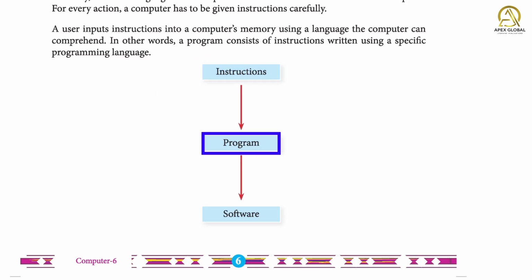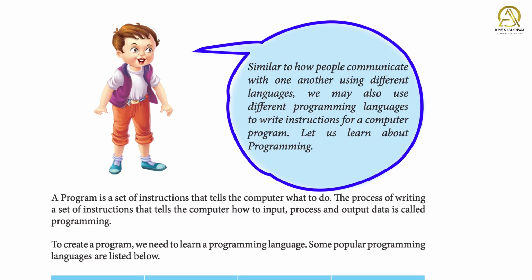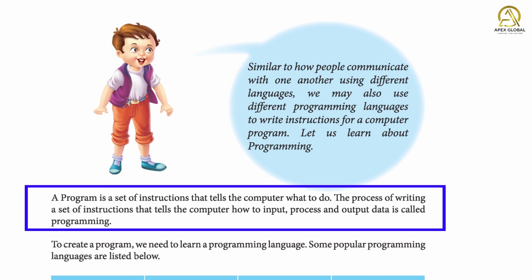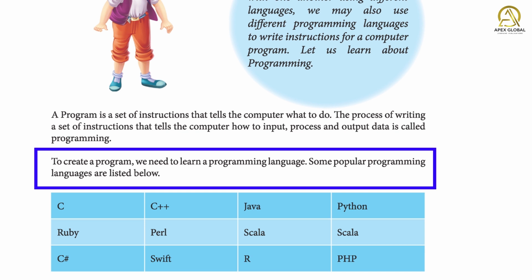Instructions, program, software. Similar to how people communicate with one another using different languages, we may also use different programming languages to write instructions for a computer program. Let us learn about programming. A program is a set of instructions that tells the computer what to do. The process of writing a set of instructions that tells the computer how to input, process and output data is called programming. To create a program, we need to learn a programming language.